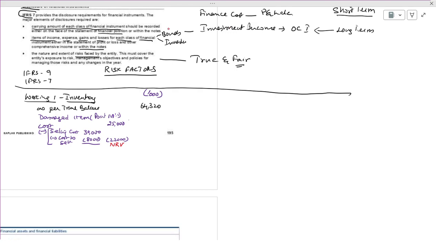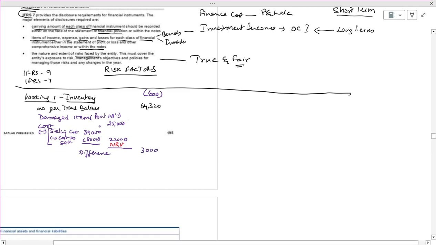Maybe you are getting confused because I put the brackets. See the thing. The value is 25,000. How much are you getting? You are getting it for 22,000. Now, when you are getting it for 22,000, how much is the difference? Difference is 3,000. Is this gain or loss? Gain.